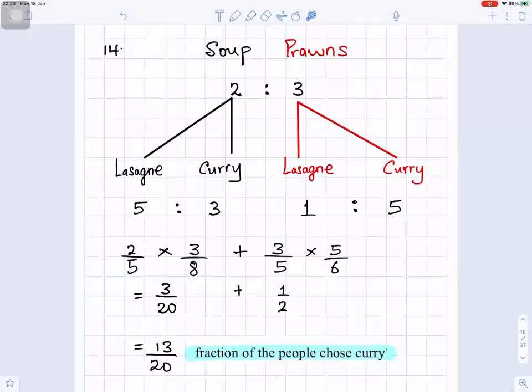This is another way to lay it out. You can have soup, prawns, 2:3. When you choose soup, you can either choose lasagna after, or you choose curry. And if you choose prawns, you can choose lasagna after, or you choose curry. So lasagna 5:3. Lasagna for when you choose prawn is 1:5. So this will give us 2 over 5 times 3 over 8 plus 3 over 5 times 5 over 6. And when you add them up, you still get 13 over 20. That's the fraction of people who chose curry.